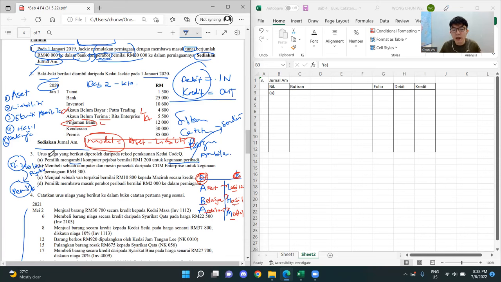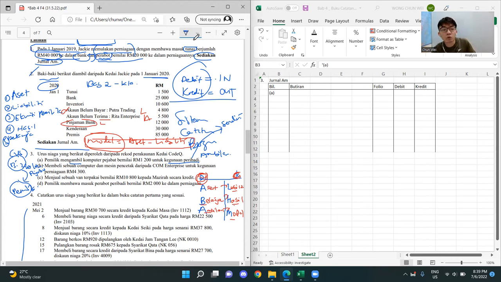So what actually happens to this alatan pejabat? The alatan pejabat is actually going out of us. Why? Because I told you, as an accountant, we see business as ourselves, us. So we are the business. When you're doing accounting, you have to think that we are the business, we are the company. We are not the pemilik, we are not the owner. So now, when the pemilik takes the alatan pejabat from us, the alatan pejabat is actually going out.